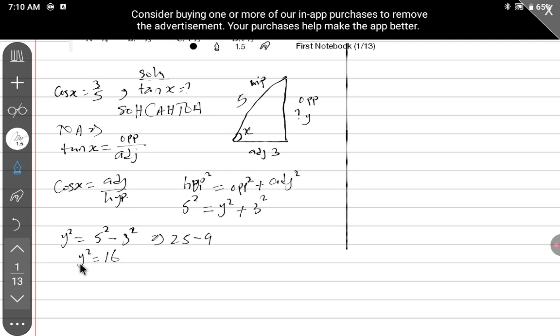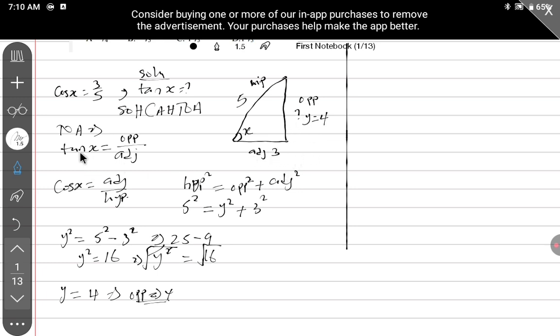Now to get the value of y, which is our opposite, you have to take the square root of both sides. So the square root of y squared is equal to the square root of 16. The square root cancels the square, so our y is equal to the square root of 16, that is 4. So our opposite is equal to 4.